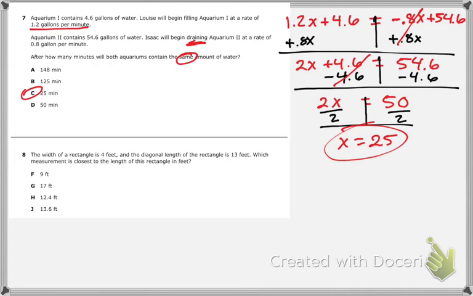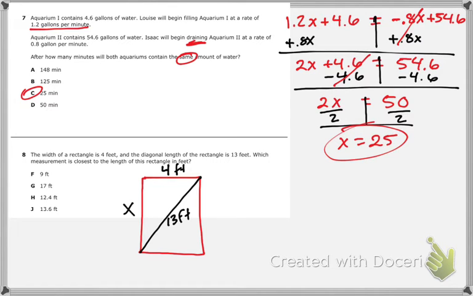For number 8, it says the width of a rectangle is 4 feet, and the diagonal length of the rectangle is 13 feet. Which measurement is closest to the length of the rectangle in feet? So here we have 4 feet. The diagonal is 13 feet. We need to find this right here, okay? This is a triangle, and we're looking for a leg.